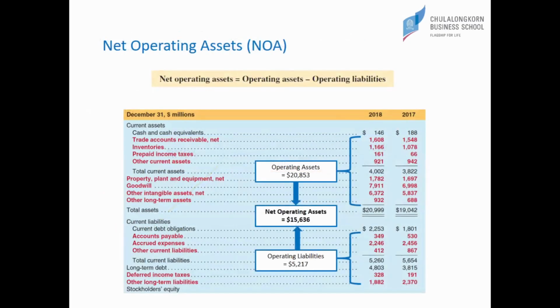So this is how we can calculate using the Boston Scientific balance sheet here. The net operating assets equal the operating assets minus the operating liability. The line items in red are its operating assets and operating liability. So from the current assets, it includes the accounts receivable, inventory, prepaid income tax, and other current assets.